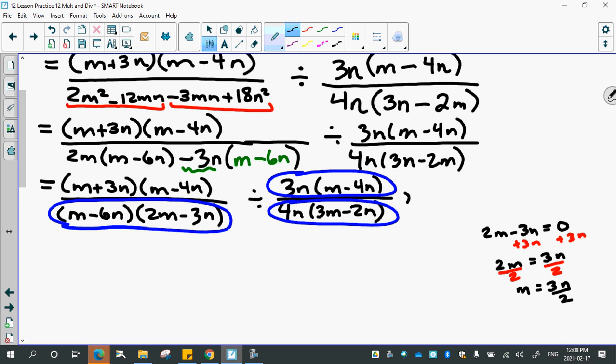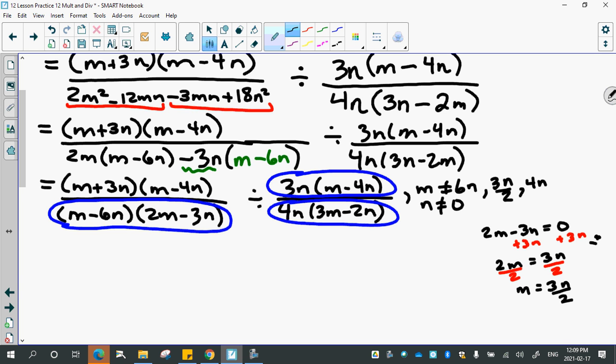So for the first denominator, what restrictions did you get? M cannot equal 6n. 6n, good. And n can't be 3n over 2. Showed that one? Okay. And that n can't be 4n. M can't, okay, so you're going to the top. M can't be 4n, good. What about the n by itself? N can't be 0.